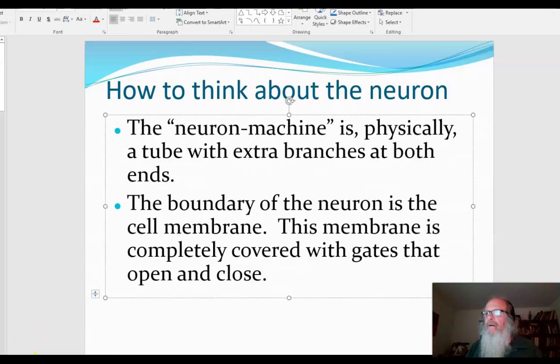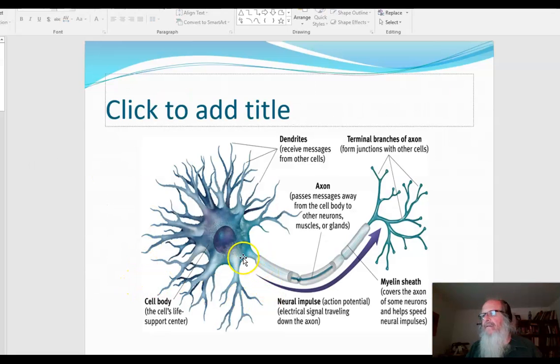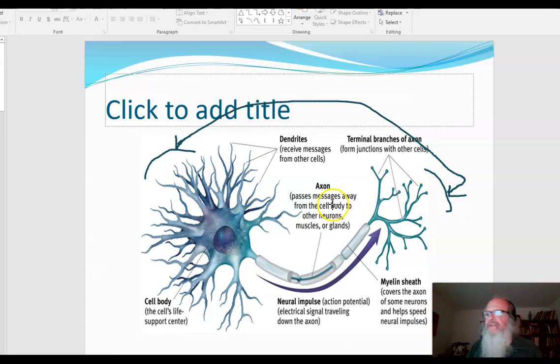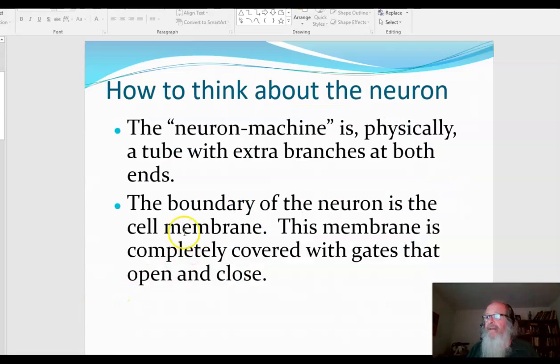So go back and look at this picture. Here we see a tube. It's got a big bulge at the front end with branches, and then at the back end it's got more branches. You compare these branches with these branches and you see that they're not exactly alike. They have different functions. This physical machine has a physical boundary, which is the cell membrane.